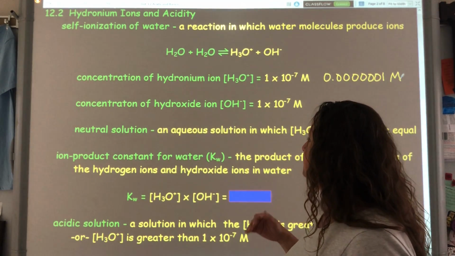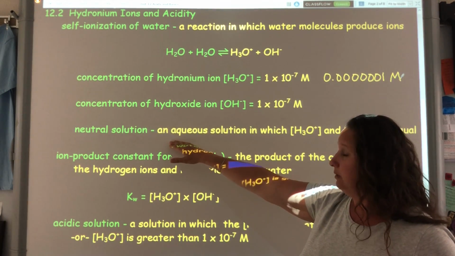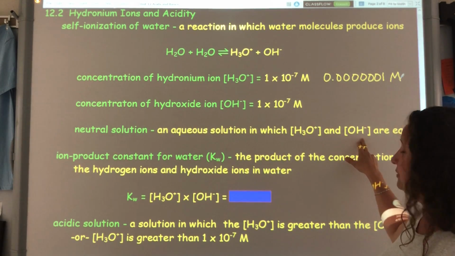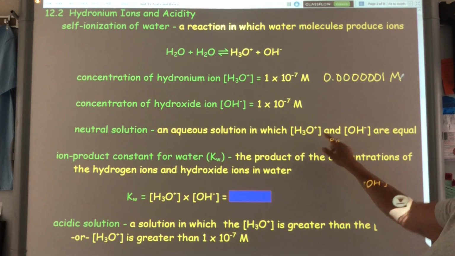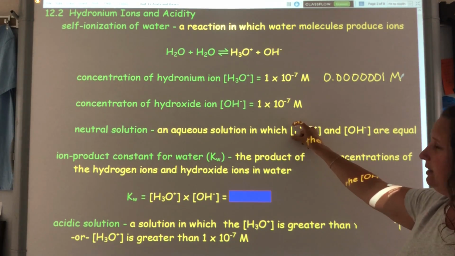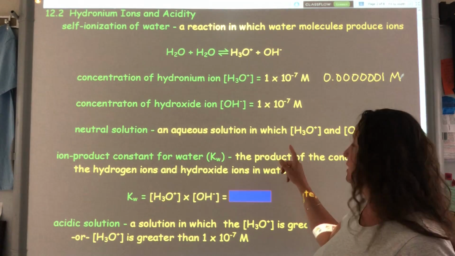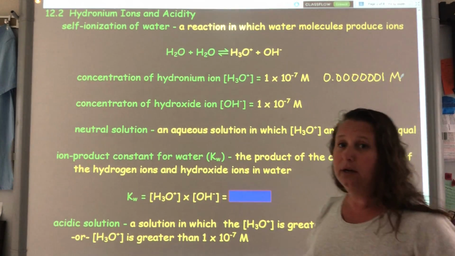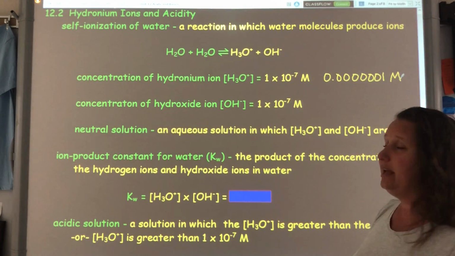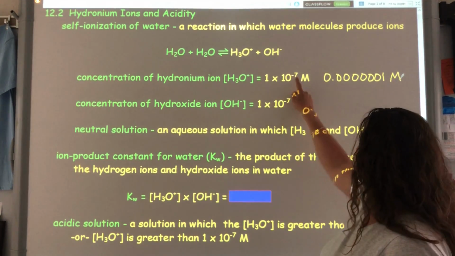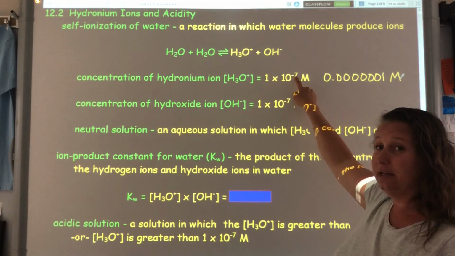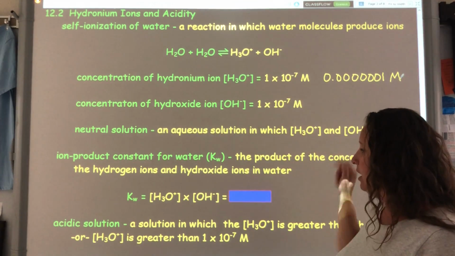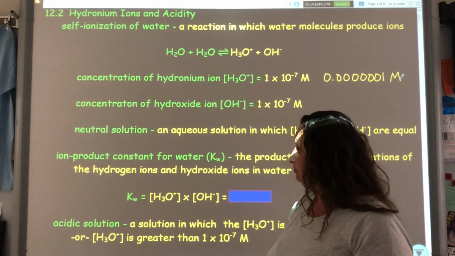concentration. So in a neutral solution, which we know water is, the hydronium and the hydroxide ion concentrations, which is what the little bracket means, are equal. That's what gives water a pH of 7. And it's not a coincidence that this 1 × 10⁻⁷ also corresponds to the pH being equal to 7. We're going to talk about that a little bit later.